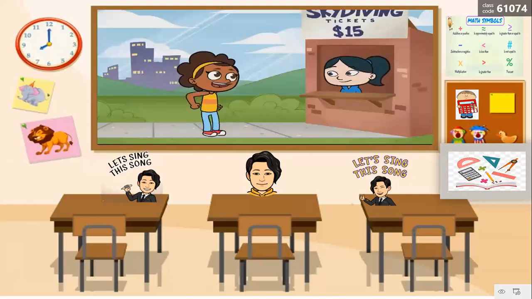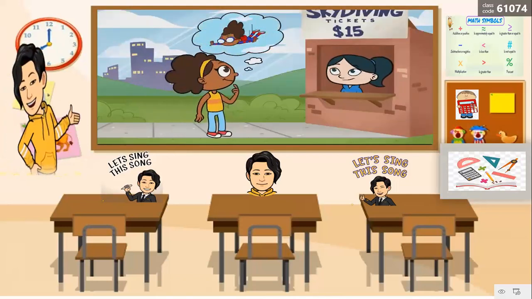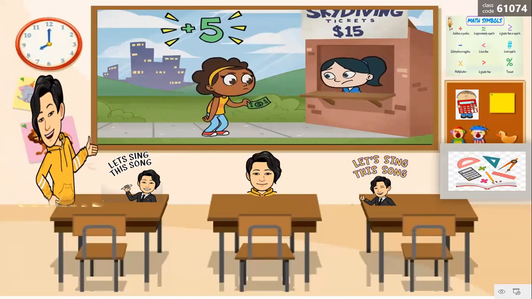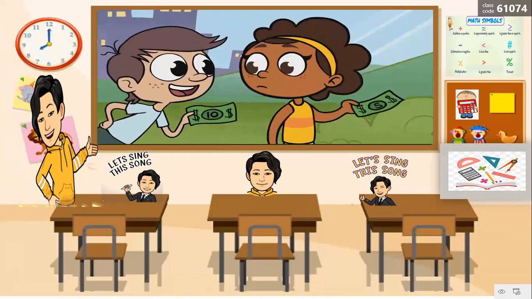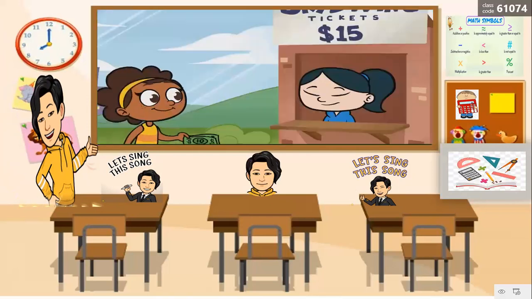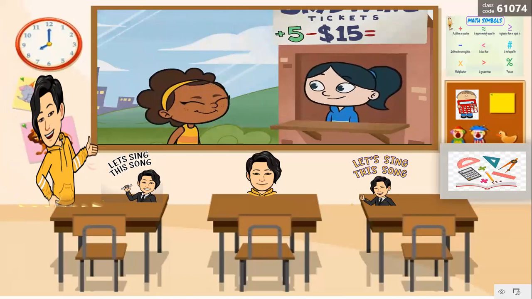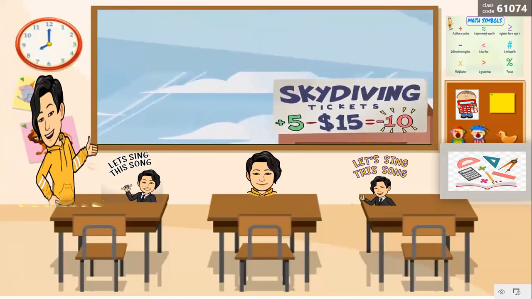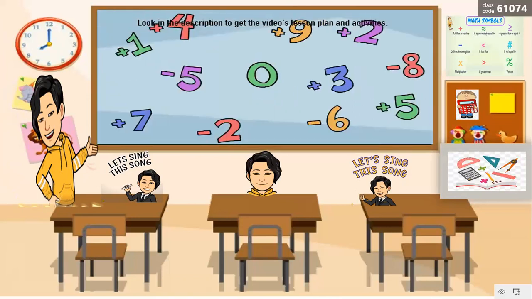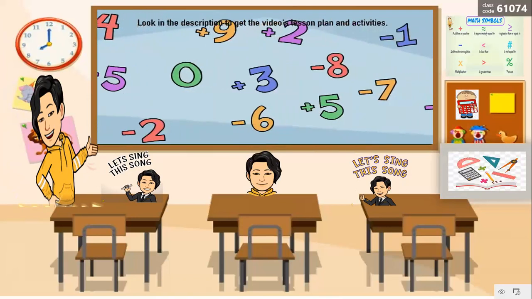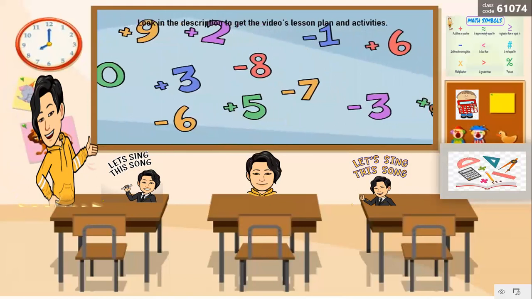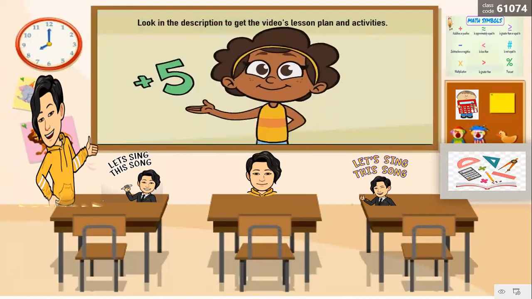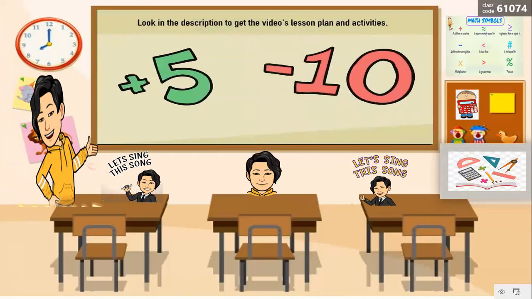I tried to buy a ticket to skydive. It cost $15, but I only had 5. I used the 5 I have and borrowed 10 from a friend. And now in dollars I've got -10.